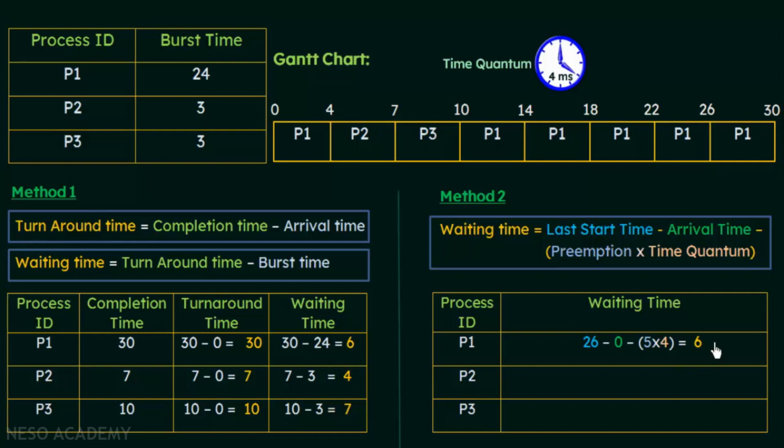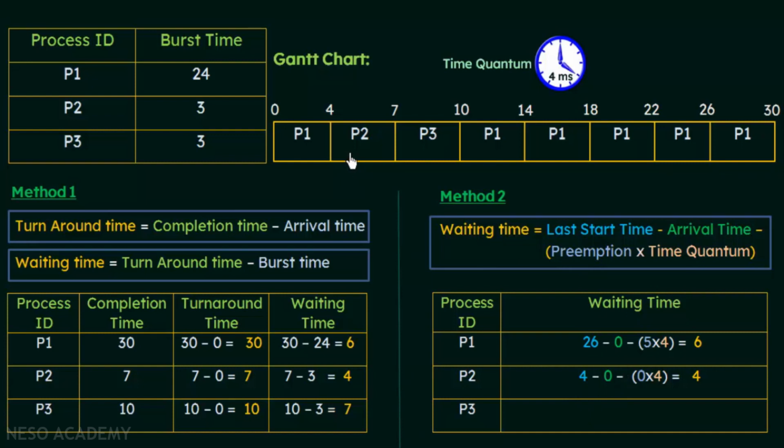So similarly, let's calculate for P2. So for P2, what is the last start time? The last start time for P2, where is it? It is here. So if you see in the Gantt chart, P2 occurred only one time. So this is the first and last start time for P2. So 4 is the last start time for P2, and then the arrival time is 0, and then preemption.